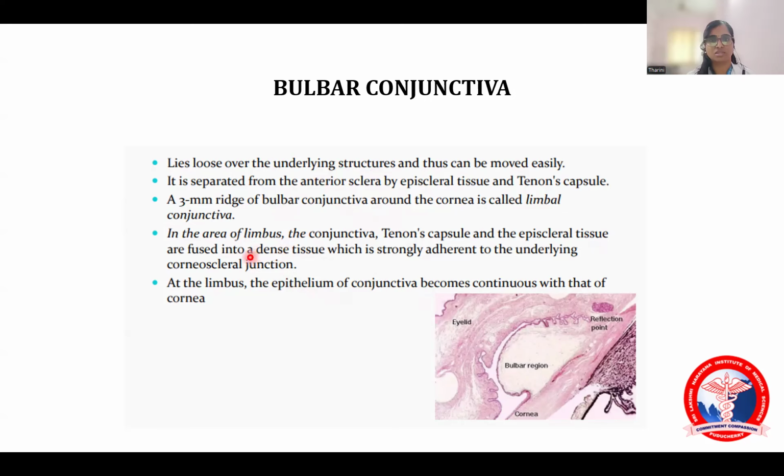In the area of the limbus, the conjunctiva, Tenon's capsule, and episcleral tissue are all fused into a dense tissue which strongly adheres to the underlying corneoscleral junction. At the limbus, the epithelium of the conjunctiva becomes continuous with that of the cornea.